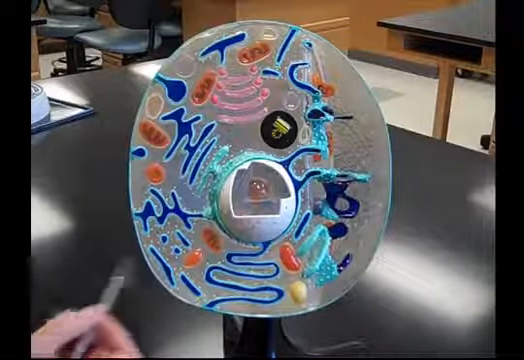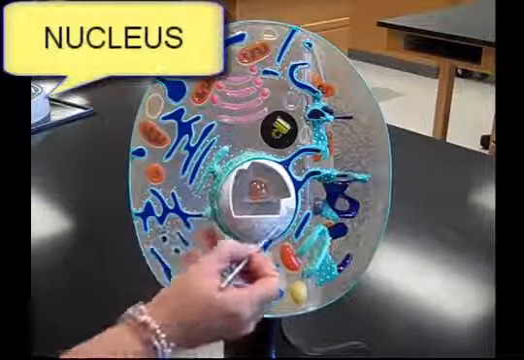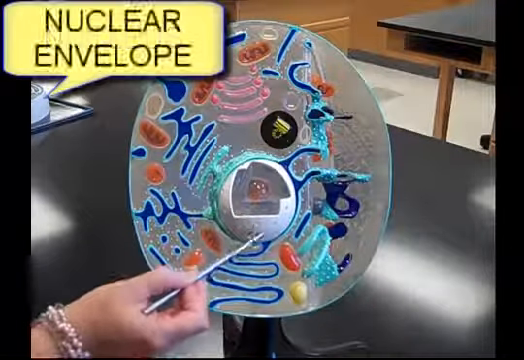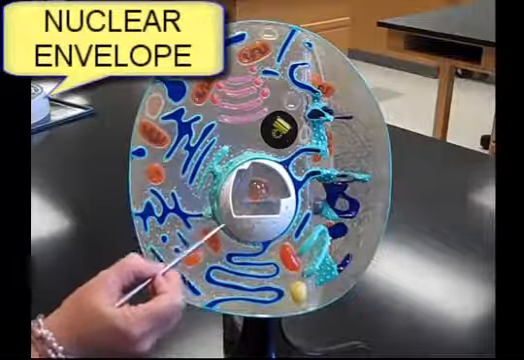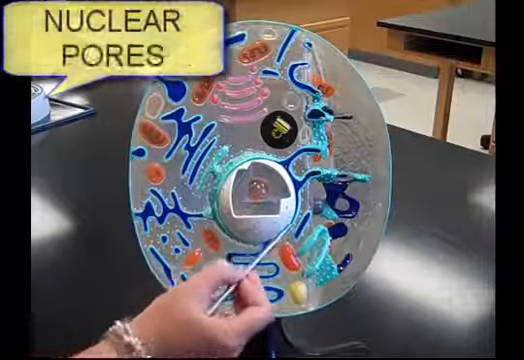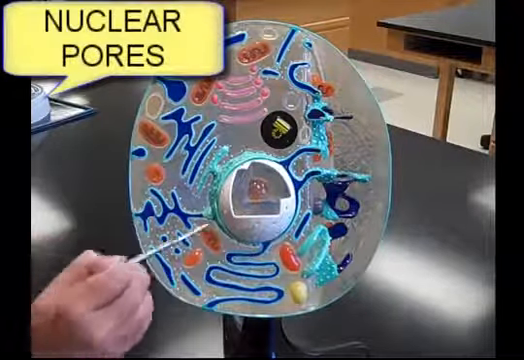Centrally located in the cell is the nucleus. This entire white structure is the nucleus. It's defined by the nuclear envelope. Nuclear envelope is the white portion with the nuclear pores, or the holes in it. Looks a little bit like a golf ball.